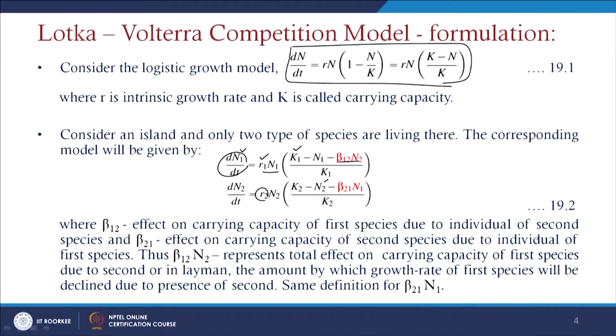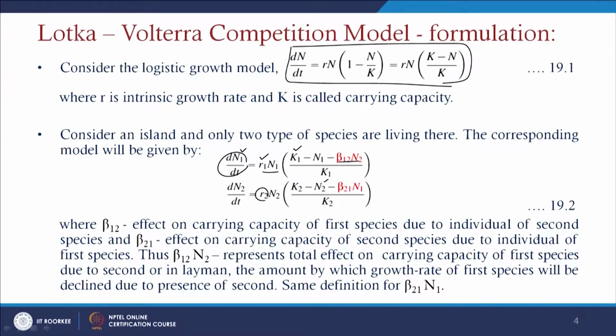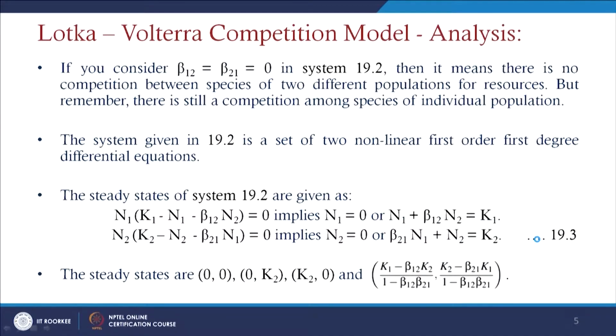So, that is why beta 12 N2 restricts the total effect on the carrying capacity of the first species due to the second. Or in layman's terms, we can say that the amount by which the growth rate of the first was affected will be declined due to the presence of the second. The same can be applied for the N2 population there. And if you consider here these constants beta 12 and beta 21 equal to 0, then it means that one of the species will not be affected by the other species there.